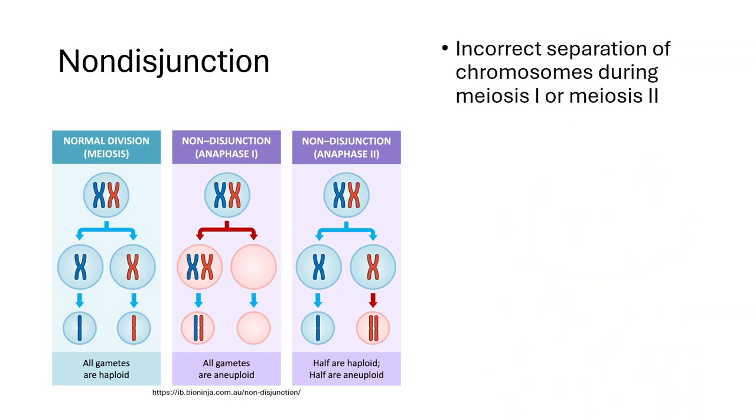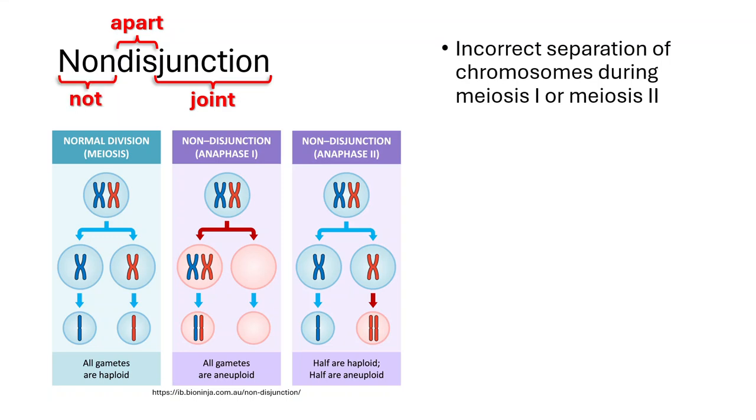And nondisjunction is a really complicated term for what should be a fairly simple concept. Let's break the word down. Junction means like an intersection, a joint of something. Disjunction means when that joint comes apart or separates. So normally during meiosis, you have disjunction of the homologous chromosomes. They separate during meiosis 1, and then you have another disjunction of sister chromatids during meiosis 2.